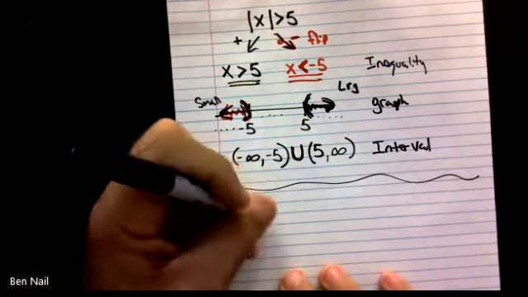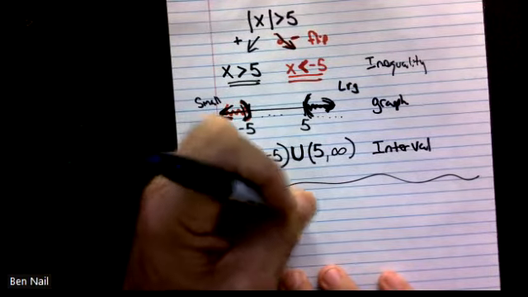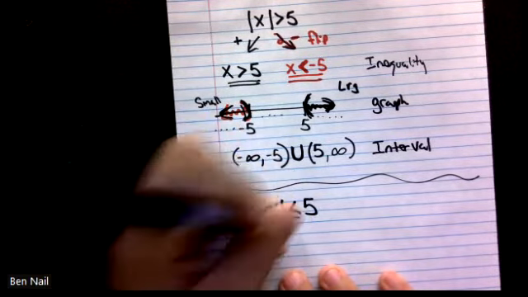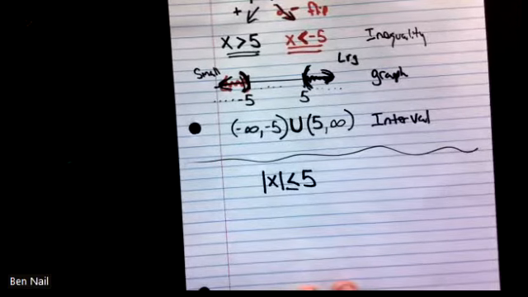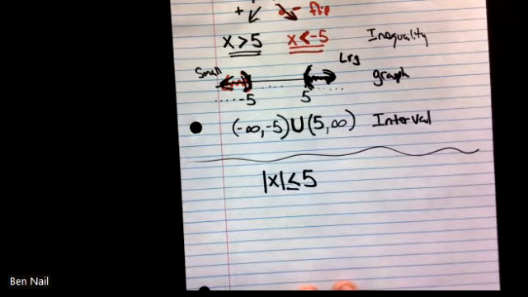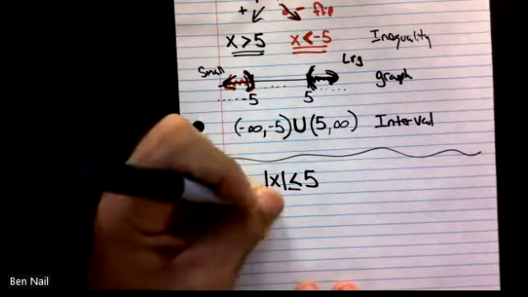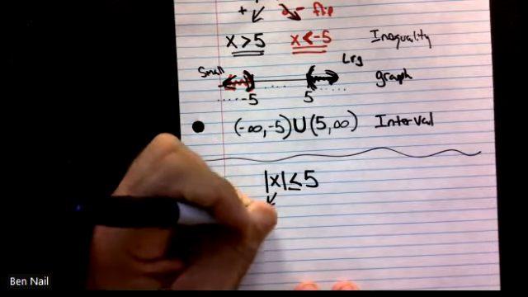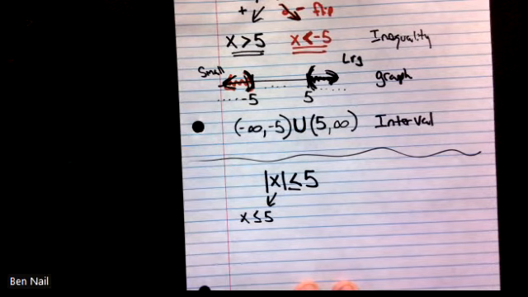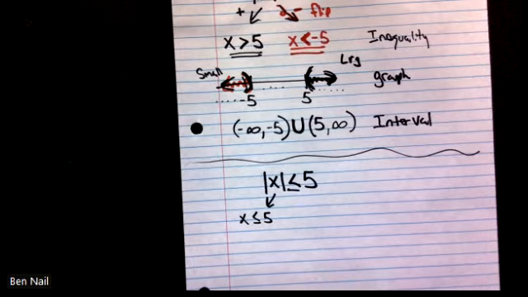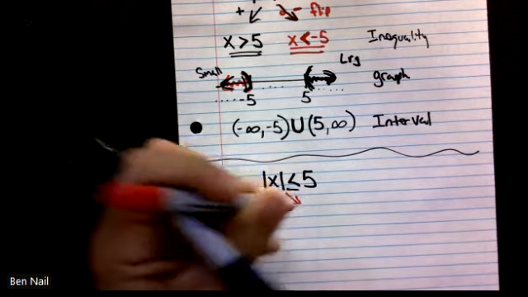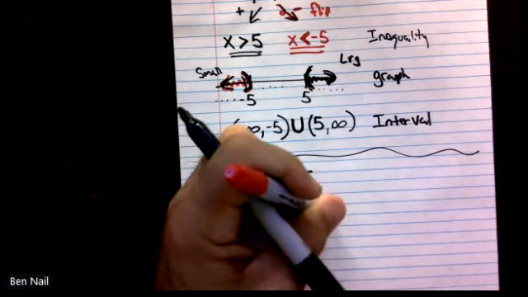Very similar problem. If I said the absolute value of x is less than 5, and tell you what, let's make it less than or equal to, just to use the other grouping symbol. Okay, same game, split this up. The positive looks exactly the same. We just drop the bars. The negative, we flip.